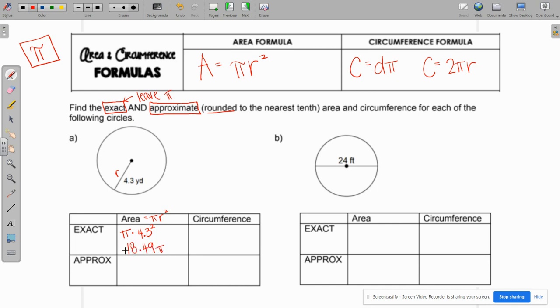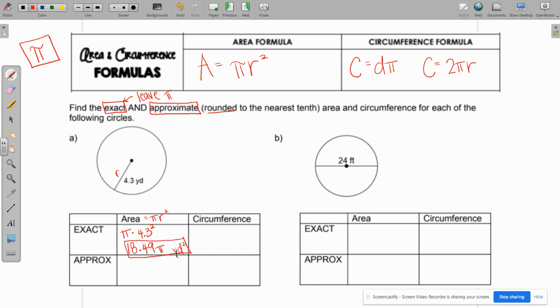This is actually going to be your exact area because we still have pi in it, but we've multiplied everything else together, and we didn't round anything. So this is exactly 4.3 squared. So 18.49 pi, and then our label, since we're talking about area, would be square yards.